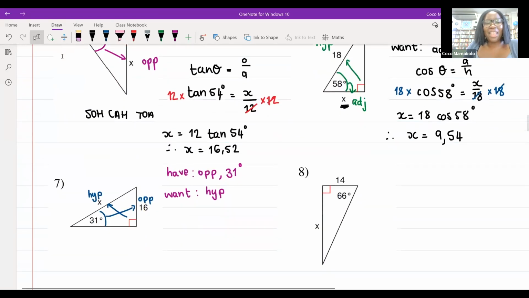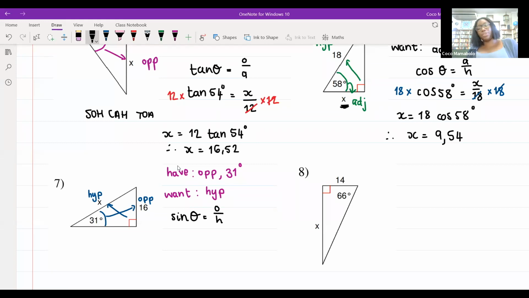All right. Tell me, Nolwazi, when we are looking at the opposite and the hypotenuse between SOH, CAH, and TOA, which one of those uses the opposite and the hypotenuse? Help her out in the chat, guys. She's having a bit of trouble. That's it, everybody's on point. Good. It's SOH. And we know that SOH is actually sine of theta is equal to opposite over hypotenuse.